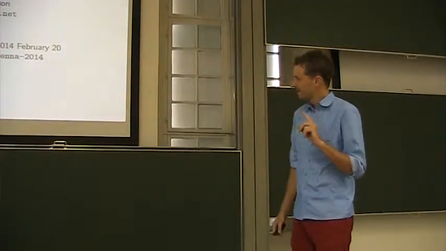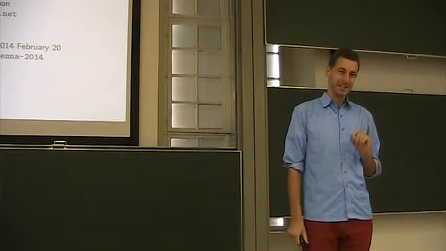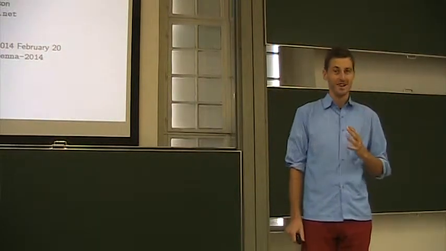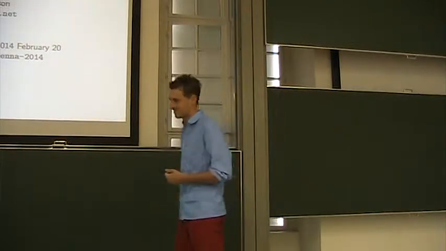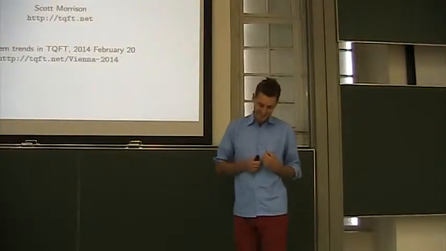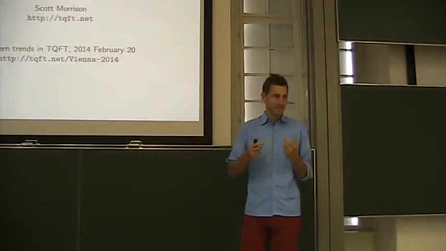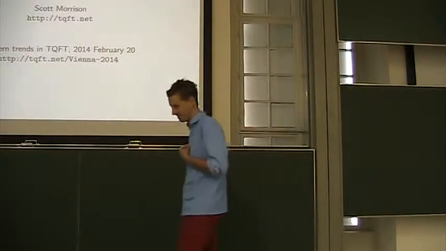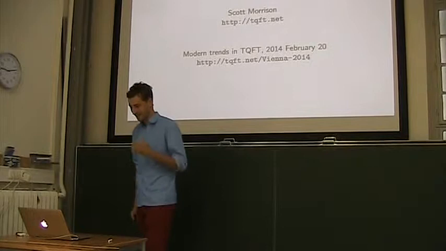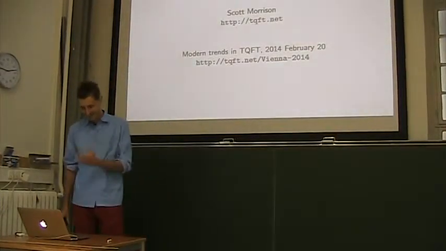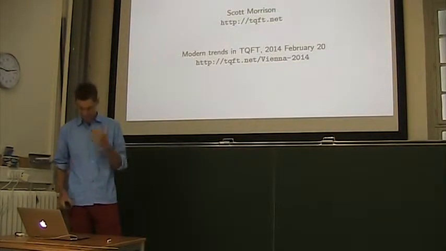Now, for low values of n, that's not really true. For 0, 1, 2, 3, and 4, I think they really are examples. There are examples of n-categories in low dimensions that really intrinsically involve the geometry of the dimension. And those are the sorts of examples that I think are really interesting. And in some sense, this talk is all about examples.